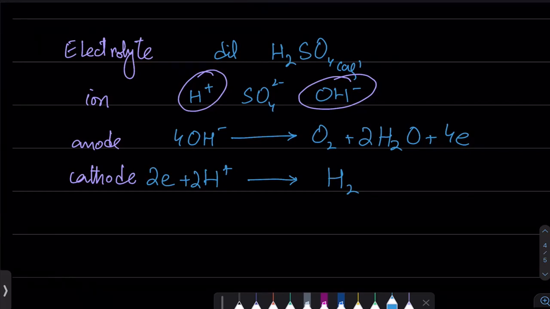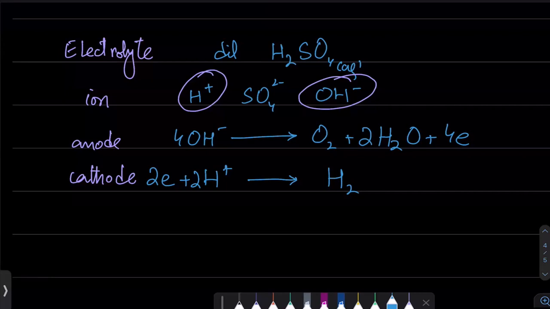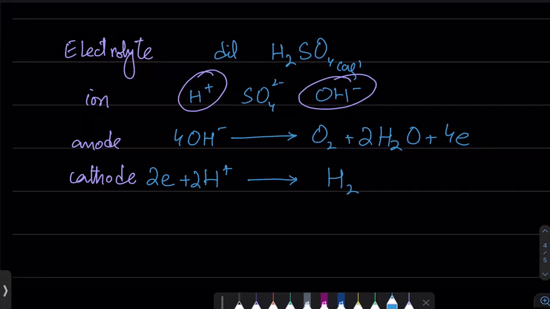What will we observe? Does anybody, can you describe what will we see at the anode? Bubbles of gas, relights, glowing splint. Very good. And at the cathode? Bubbles of gas that pops in a flame. Perfect. So I hope everybody's clear on this, ki ye kya ho raha hai aur hume kaise isko describe karna. Now, all of that is good. Lekin, iski koi practical application hai?